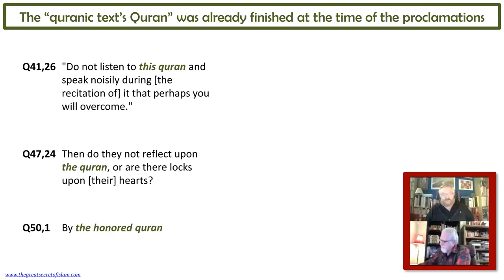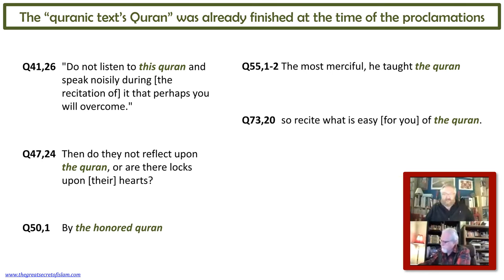In Surah 50, verse 1, we are talking about an honored Quran. So something that is already existing, that is already written, that is already there. Again, in Surah 55, verse 1 and 2, the Most Merciful, He taught the Quran. So the Quran already exists, or otherwise it could not have been taught. In Surah 73, verse 20, so recite what is easy for you of the Quran. Again, the Quran is presented here as something that already exists, that is already written. And if we had made it a non-Arabic Quran, in Surah 41, verse 44. When we use the past tense like this, we had made it a non-Arabic Quran, it tells us that the Quran is already made.